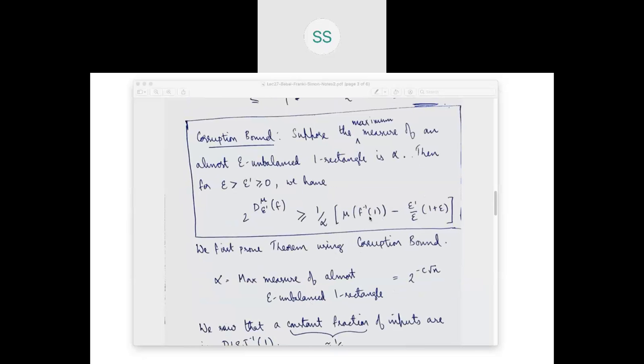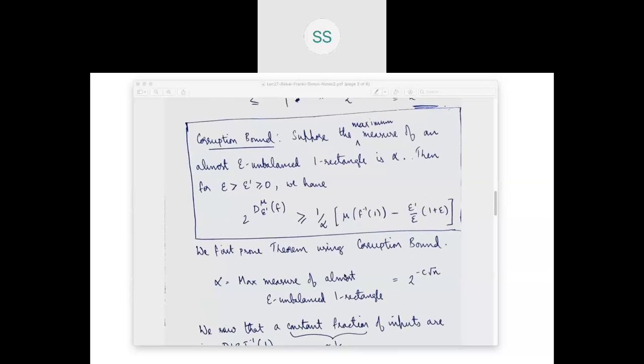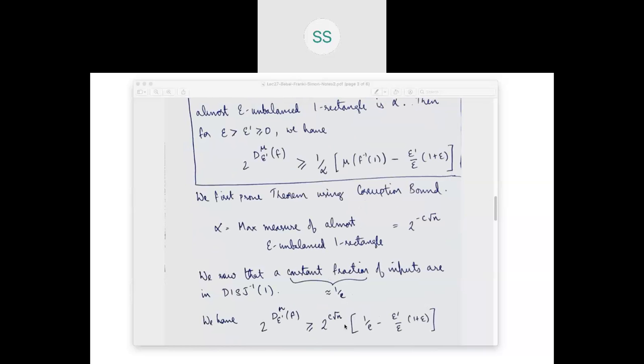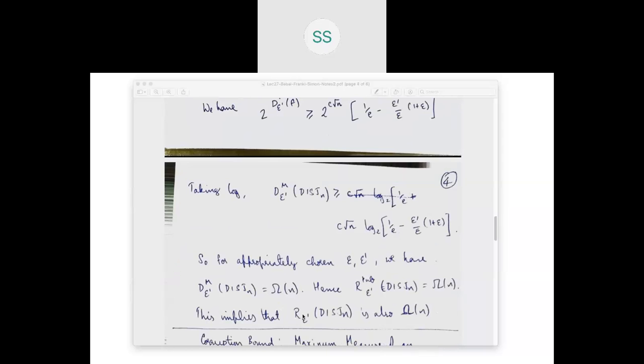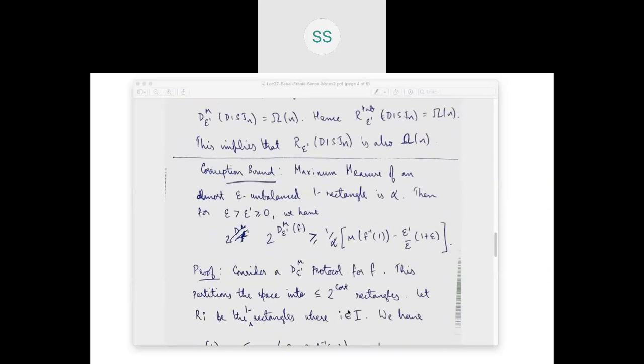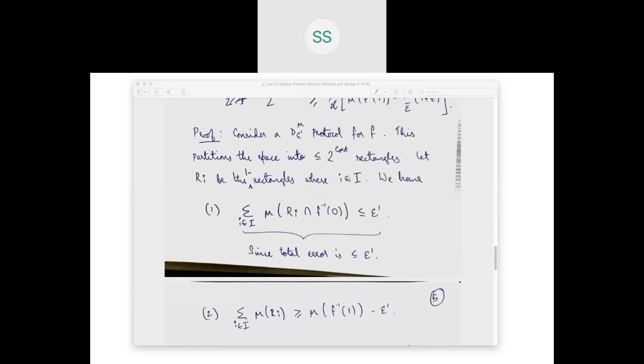And we already saw that a constant fraction of the inputs correspond to 1 inputs. So 1 by alpha is 2 power c square root n. The 1 inputs are 1 by e, and we can tweak epsilon prime and epsilon so that this is insignificant as compared to 1 by e. Taking log, we get the square root n bound for the disjointness function. And this translates to a square root n lower bound for the randomized complexity as well. Okay, corruption bound.